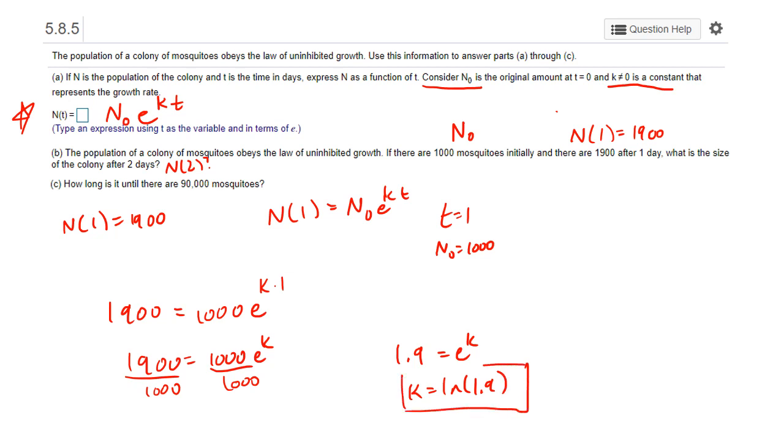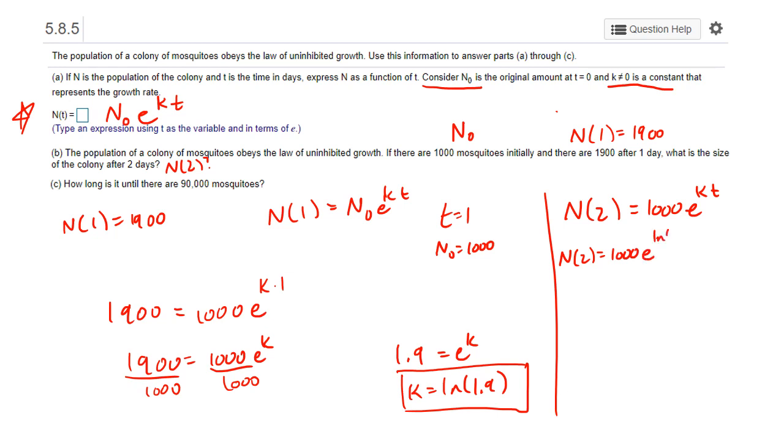I'm actually not going to round this off because I don't want to introduce compounding rounding errors, okay? Because we're not actually done with the problem yet. What we were actually asked to find out is, what is the size of the colony after 2 days? So, in other words, we need to evaluate n of 2. Well, n of 2 is 1000 e to the kt, but we've just determined the value of k exactly. So we have 1000 e to the natural log of 1.9 times t. And t in this case is 2.